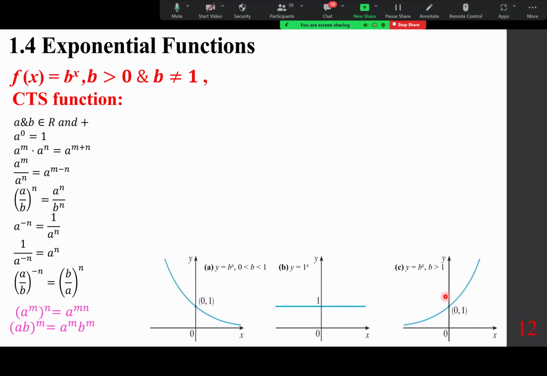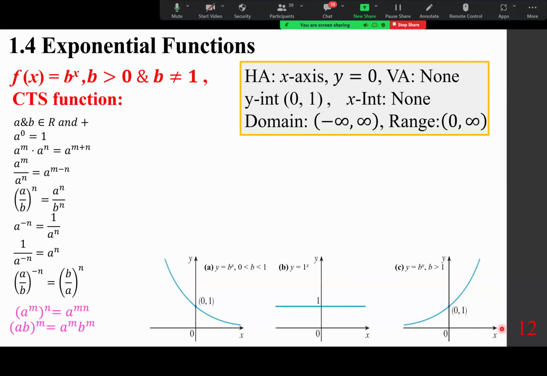All of them are continuous. All of them have the same y-intercept, no x-intercept. All of them have the same domain, negative to positive infinity. These two that are exponential have the same range, 0 to infinity. And horizontal asymptote, the x-axis or y equal to 0. Vertical asymptote does not exist.